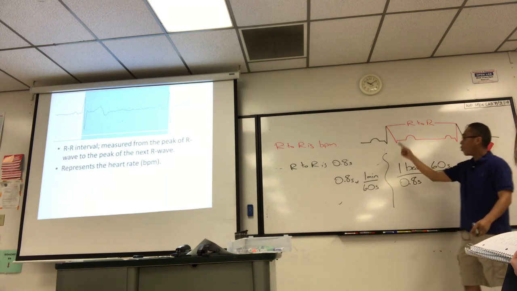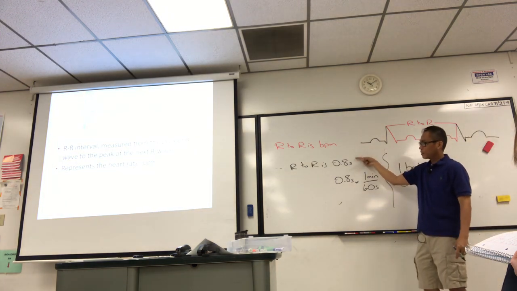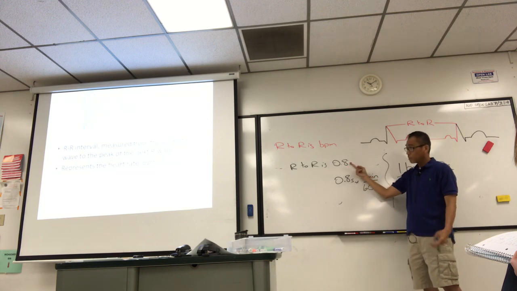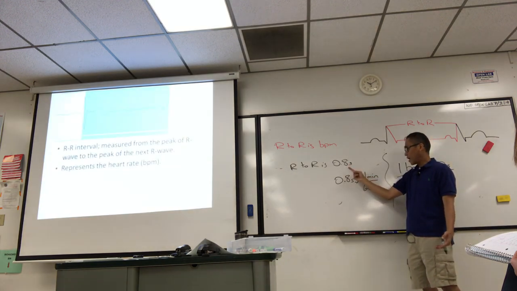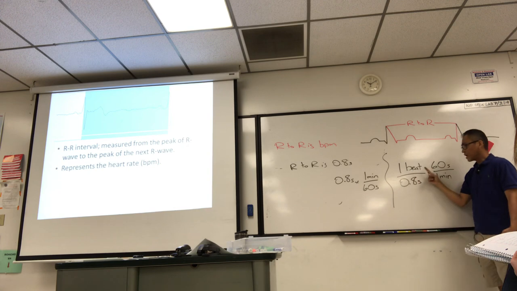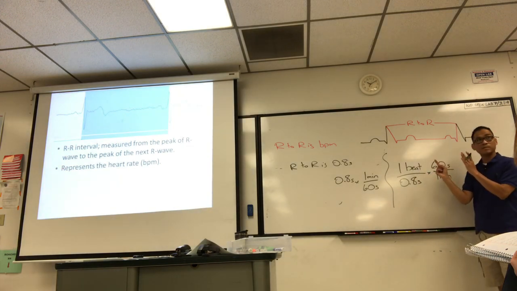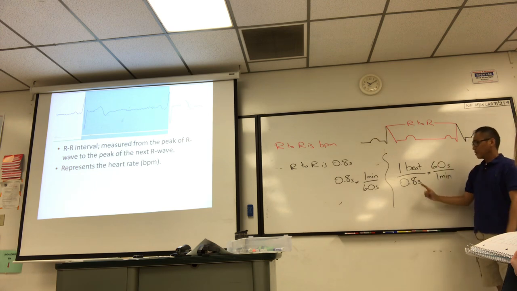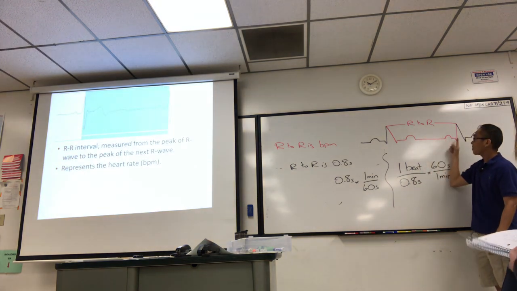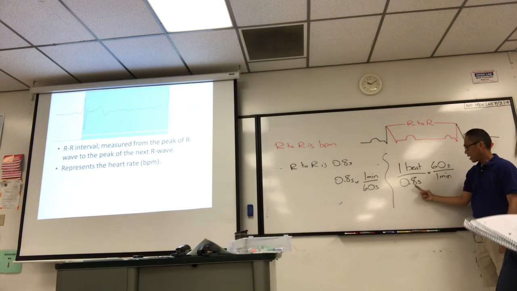I'm saying, why is R to R heart rate? Let's say you measure and it's 0.8. Okay, what does that mean? Well, the 0.8, that's one heartbeat. It's the time between heartbeats. So the time between just two heartbeats is your heart rate, okay? So if one beat, from here to there, that's one, is 0.8.